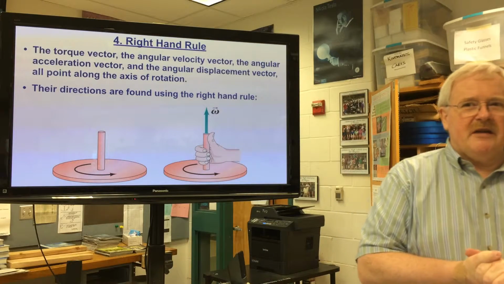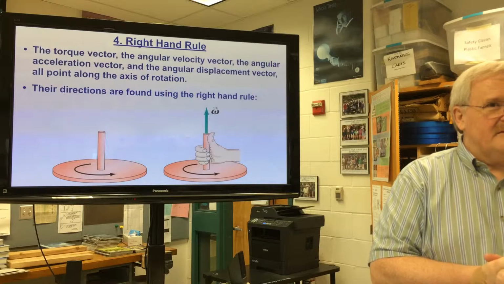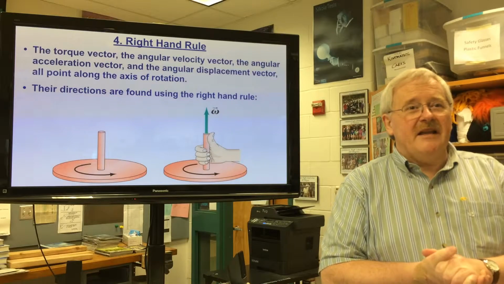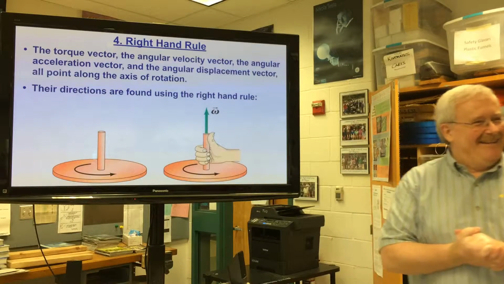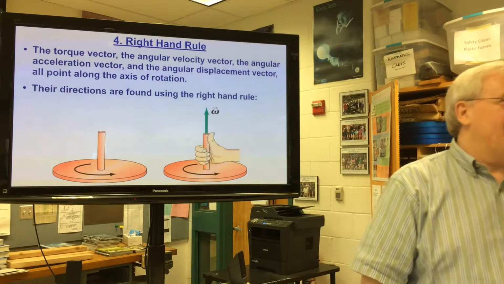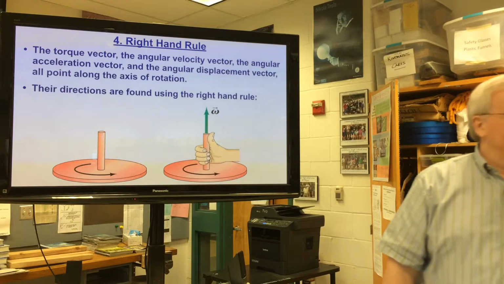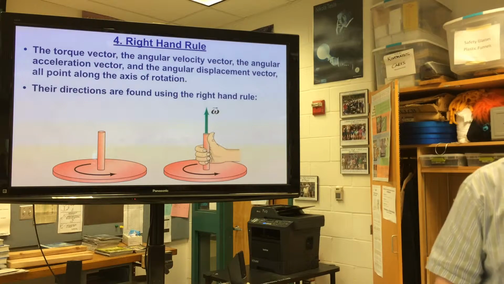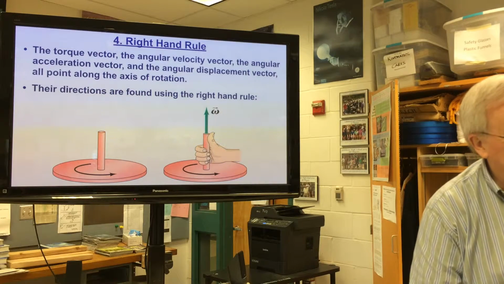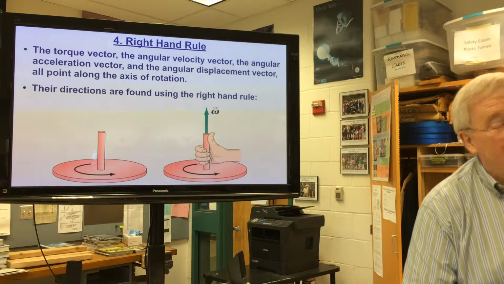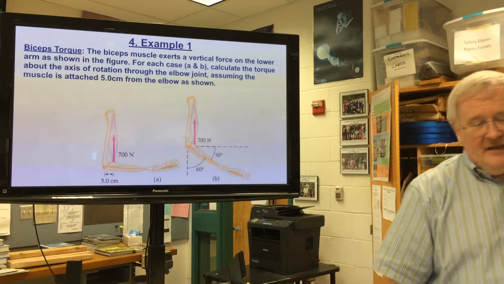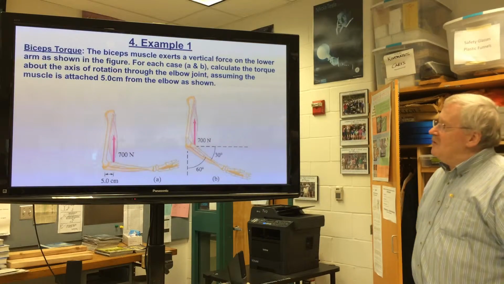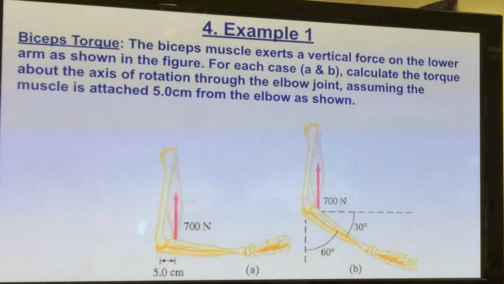Who's ever watched Hitchhiker's Guide to the Galaxy? Yeah, what is the answer? 42. 42, right. I think they were making a little fun of physicists there. That's a good question on some of our concept quizzes. Oh yeah, that's true. Okay, let's have a look at an example.